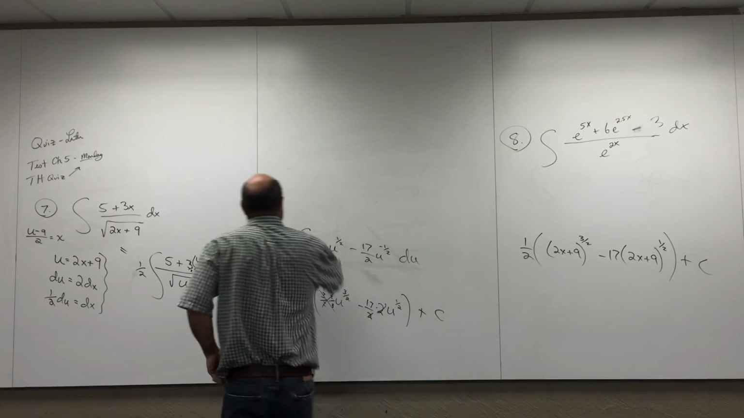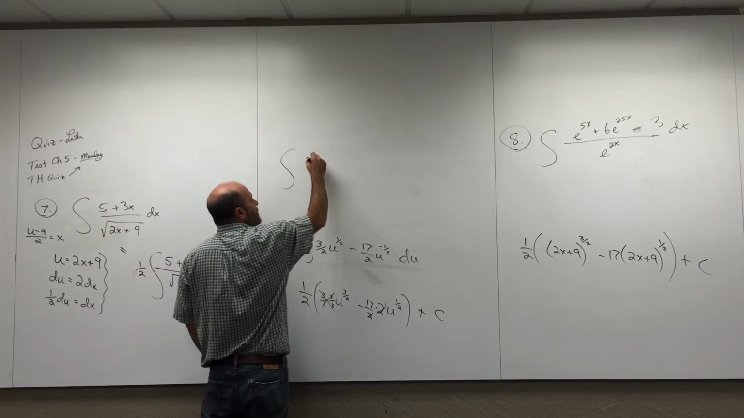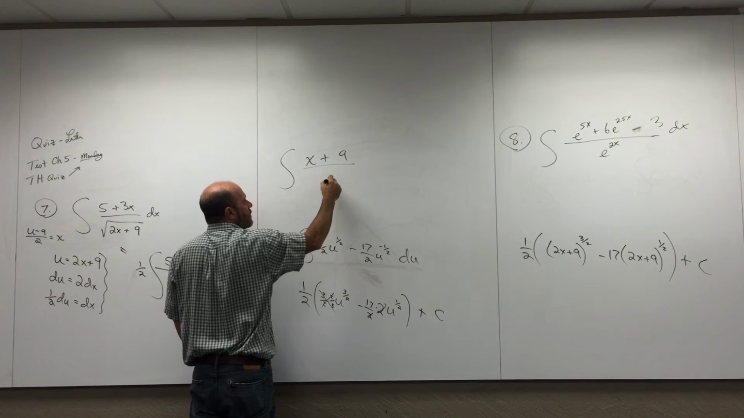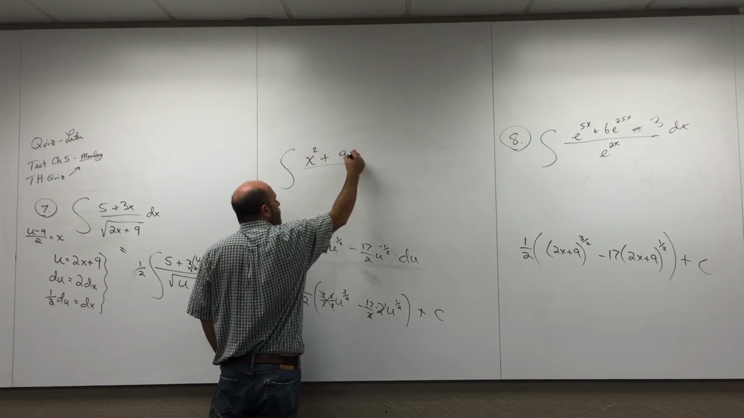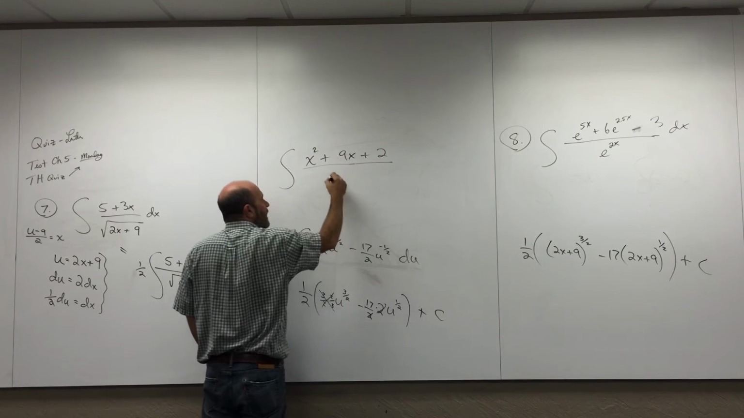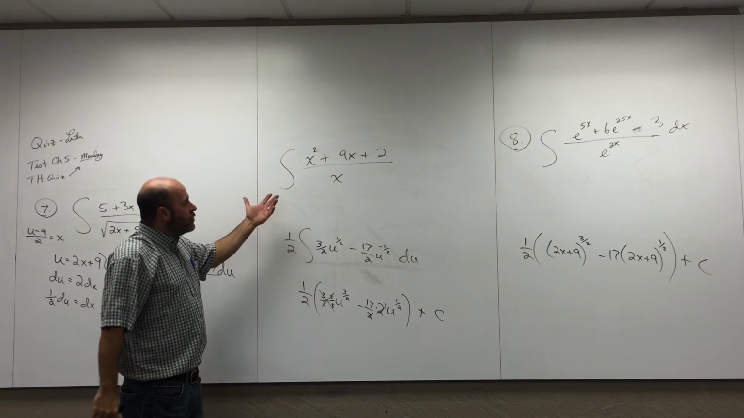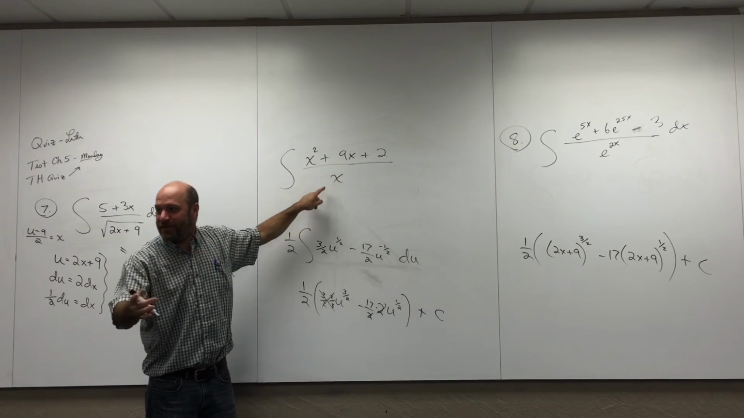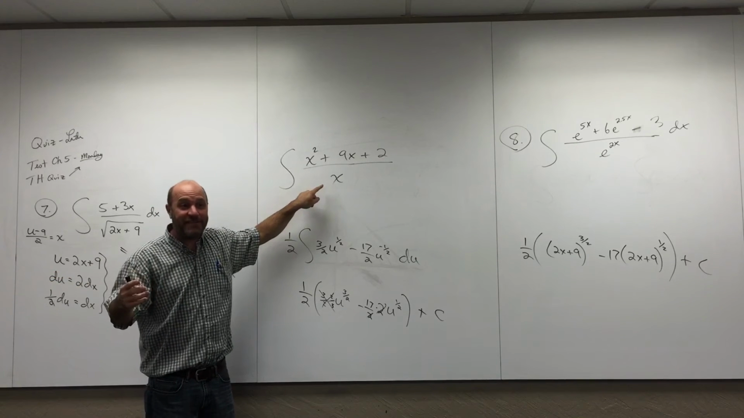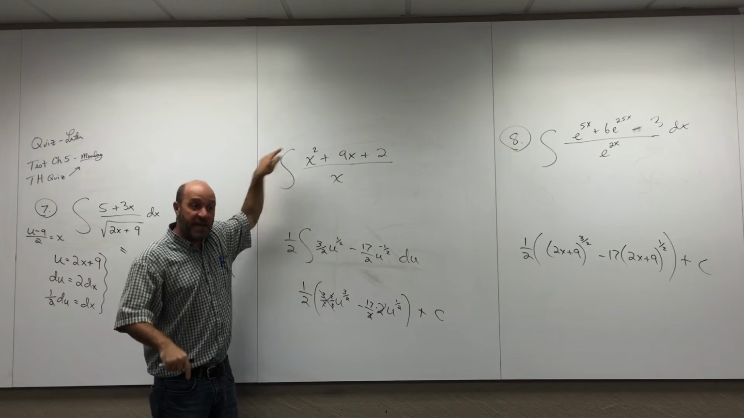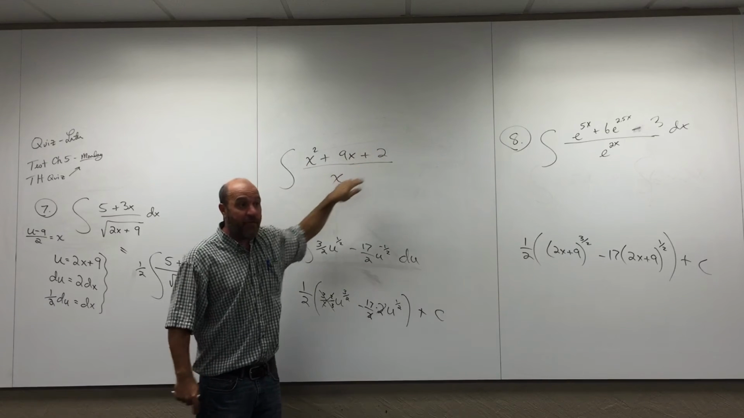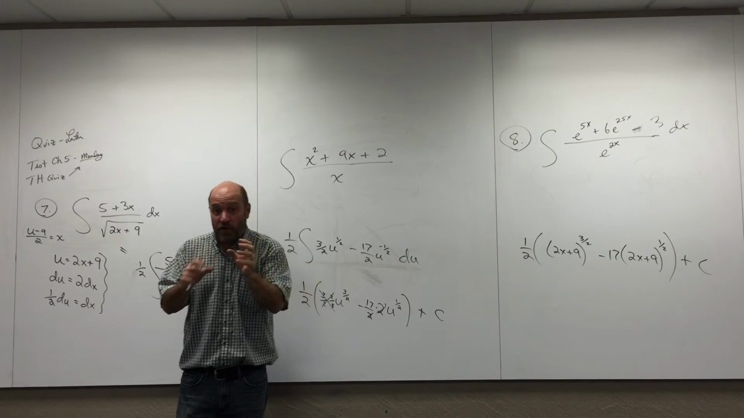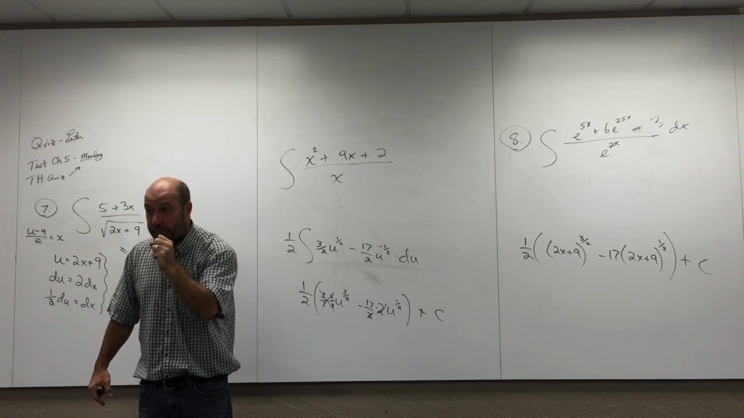I don't know if you remember this, but back in 5.1, some of our earliest problems kind of looked like this. And how would you do this? You would split it up. You might say long division, but technically it's short division. Split up your numerator over your single term denominator.